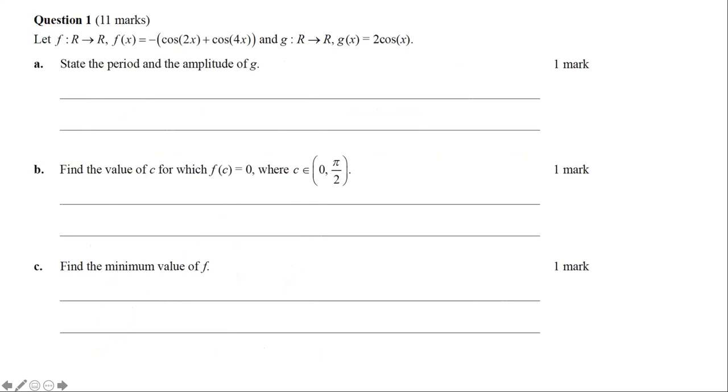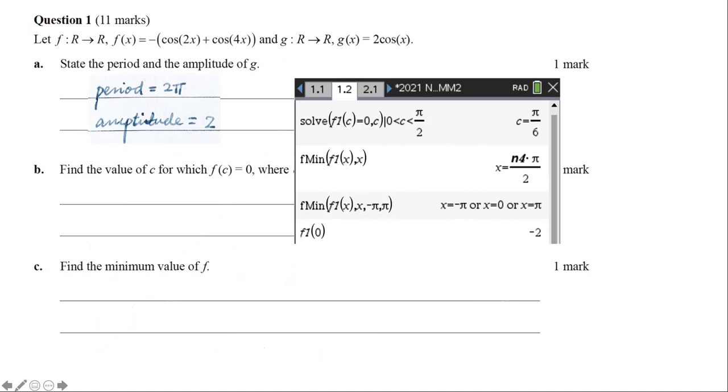At the beginning, question 1 gives you 2 functions, f and g. You can see in my previous slide, I defined them by sketching them, which are f1 of x and f2 of x. For g of x, the period is 2 pi, and the amplitude is the coefficient in the front. Sometimes it could be -2, then your amplitude must be +2. Always remember your amplitude must be a positive value.